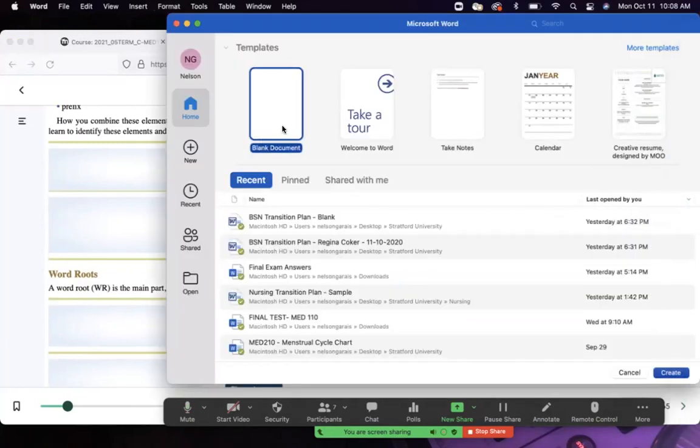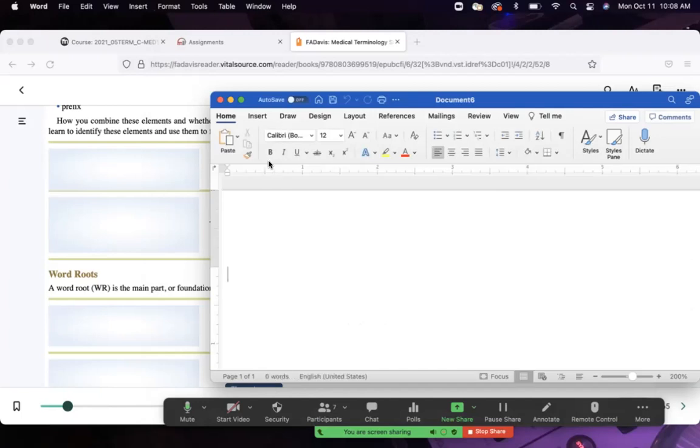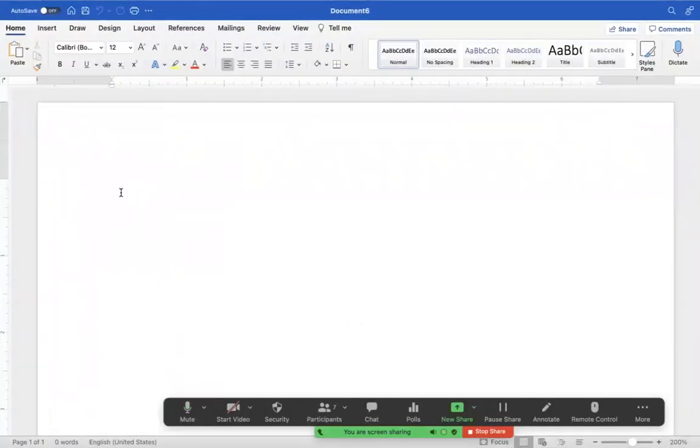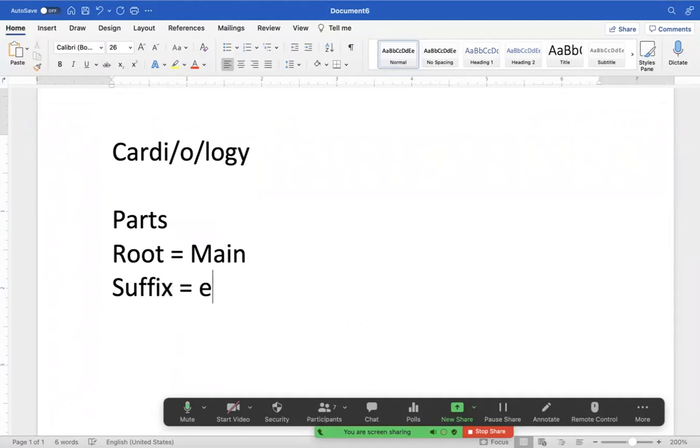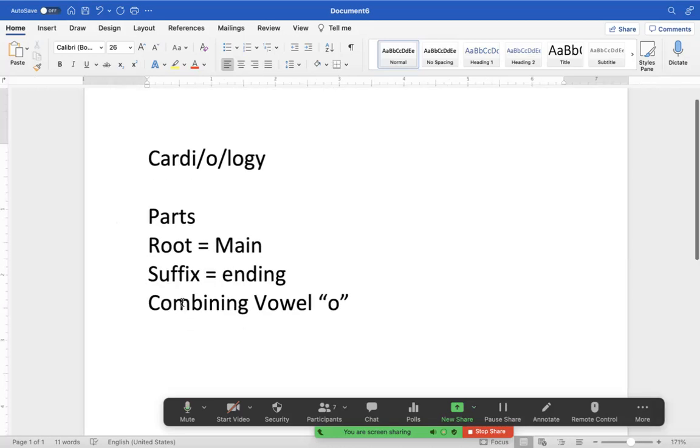So let's look at it. And this is in the notes that I'll be sharing with you later. Let's look at the word cardiology. Now, just talking about the parts. You have your root, which is the main part, we already learned, right? Your textbook will also tell you there's a suffix, and that's the ending, right? You have your combining vowel, A, E, I, O, U, but typically it's an O, and it combines things, right? Like roots and suffixes.